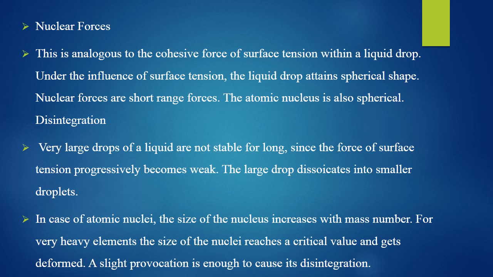Similar to that, when a large drop is divided into smaller drops, a nucleus gets broken up into smaller pieces. In the case of atomic nuclei, the size of the nuclei increases with the mass number, and for heavy metals, as you know, the size of the nuclei reaches a critical value and gets deformed. When it reaches the critical limit with more protons and neutrons, it gets deformed.